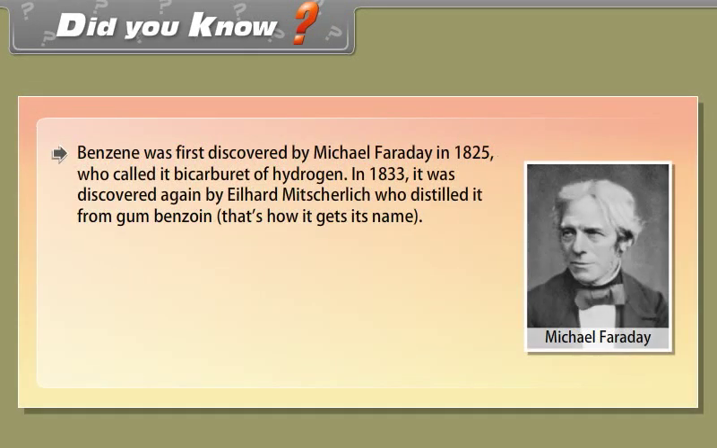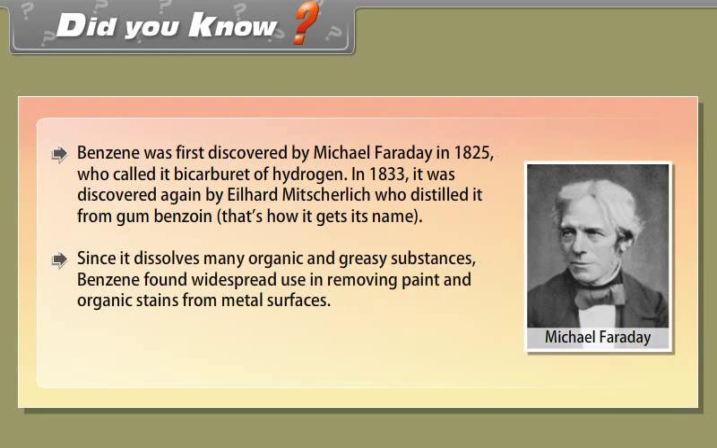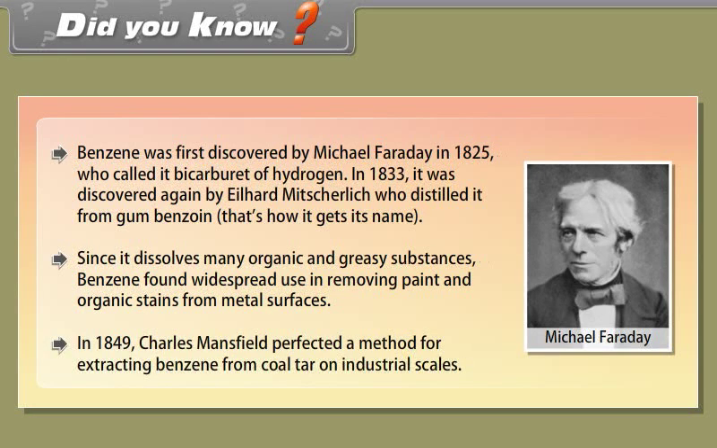Did you know? Benzene was first discovered by Michael Faraday in 1825, who called it bicarbonate of hydrogen. In 1833, it was discovered again by Eilhard Mitscherlich, who distilled it from gum benzoin. That's how it gets its name. Since it dissolves many organic and greasy substances, benzene found widespread use in removing paint and organic stains from metal surfaces. In 1849, Charles Mansfield perfected a method for extracting benzene from coal tar on an industrial scale.